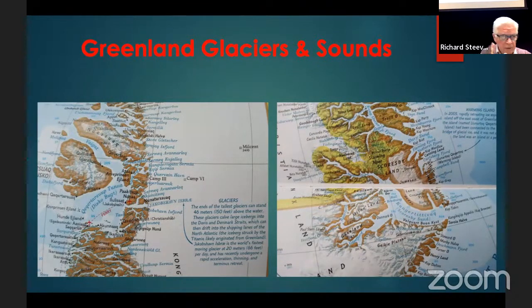But that is on the west coast, opposite Baffin Island in Canada. You go across, and these two maps are not to scale. They're separate maps taken from different sources, but they're about the same scale. And so over on the right, you see a place called Scoresby Sund.